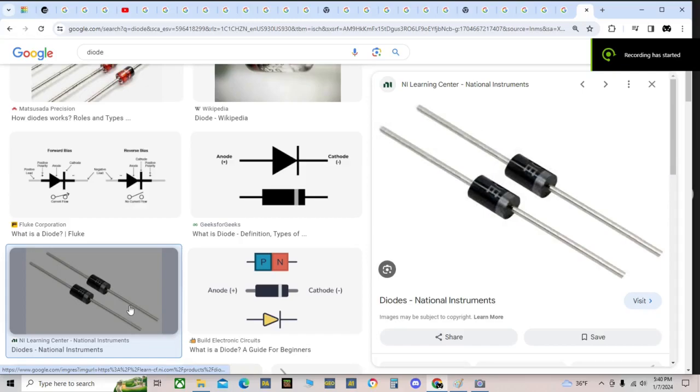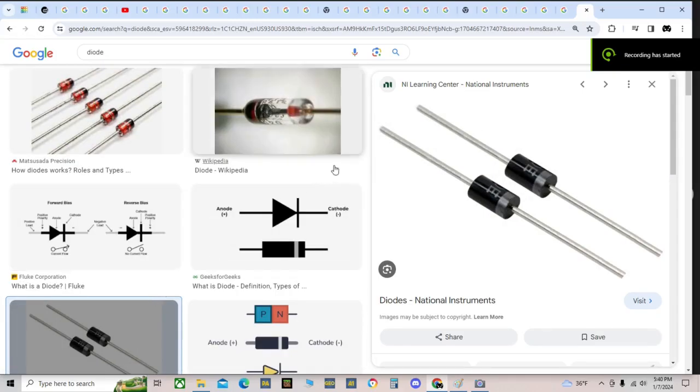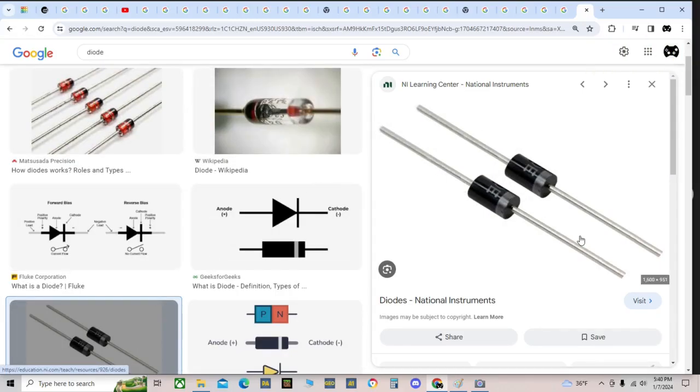This is a diode. It lets electricity go one way. Wow! That is all it does.